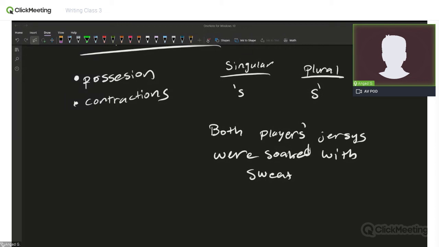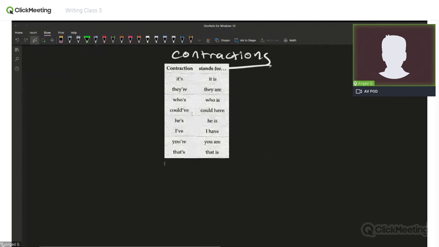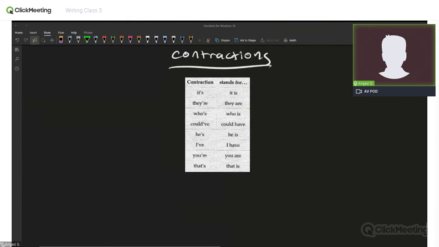All right, so the second usage of apostrophes is for contractions. I'll just give you a quick list instead. A contraction really is just a replacement for bigger words, like it's stands for it is. So I'll just send a quick list. You guys should familiarize yourself with these.